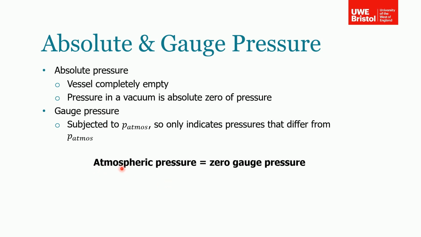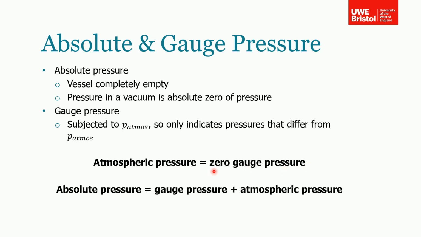Okay, so if the pressure in your cylinder or whatever your device is, is at atmospheric pressure, then you have 0 gauge pressure. So just to reiterate, the absolute pressure is equal to the gauge pressure plus the atmospheric pressure. And you should assume in this course, unless otherwise told, that I'm using absolute pressure.